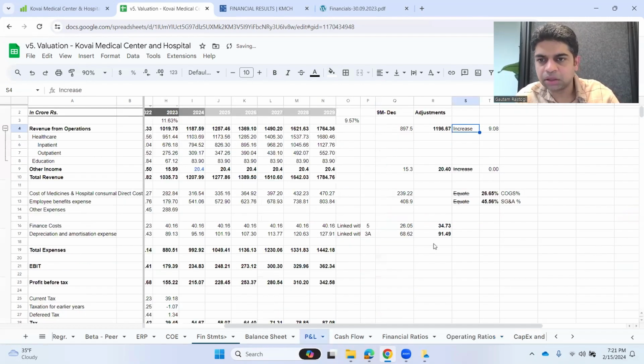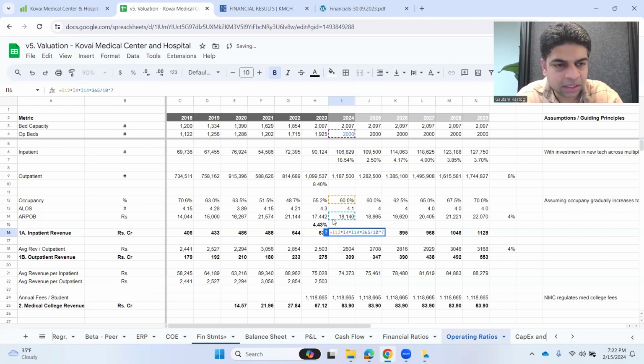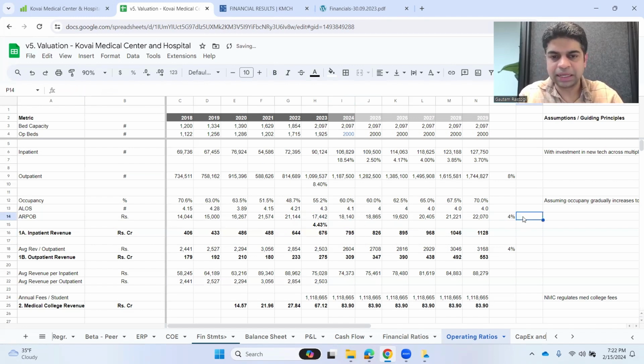And let me check. See, the difference was around 30 CR, 28 something. Now it has reduced to 9. So let me increase it slightly, a little bit more, so we bridge this gap further, so that we come closer. Perhaps we can increase this average revenue per operating bed slightly. We have assumed it's growing by 4%, so let's increase it slightly.